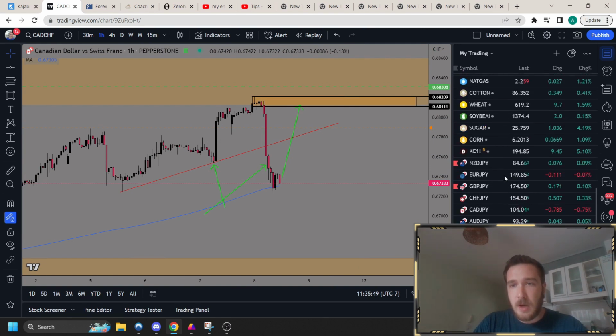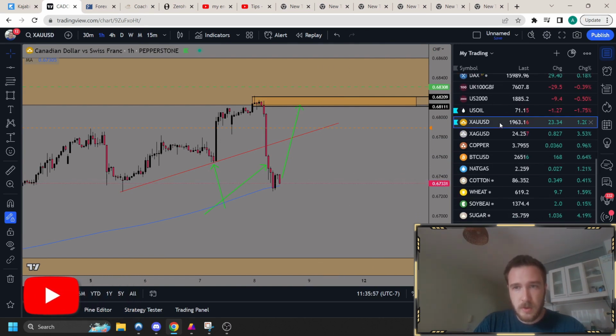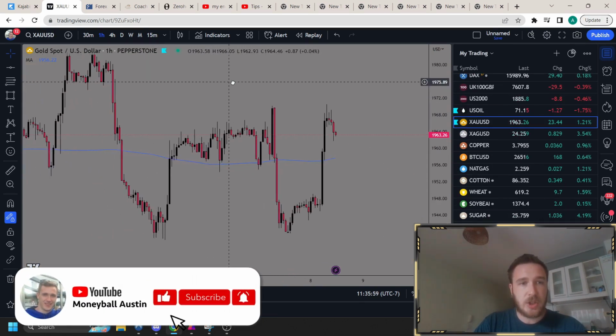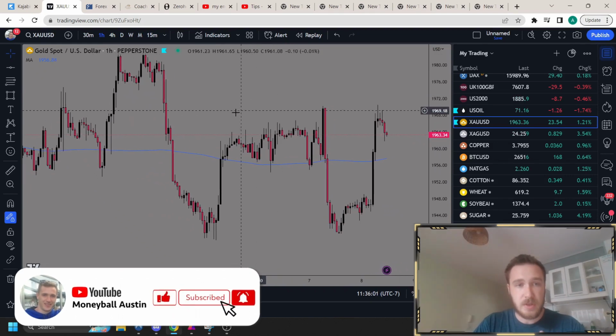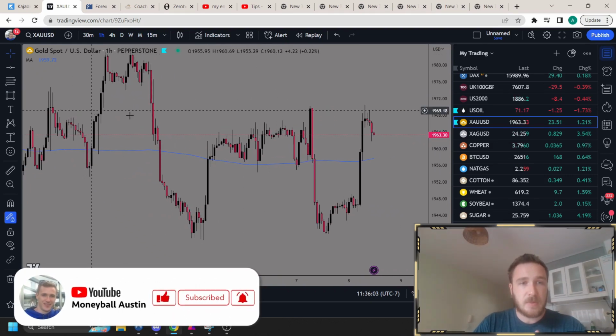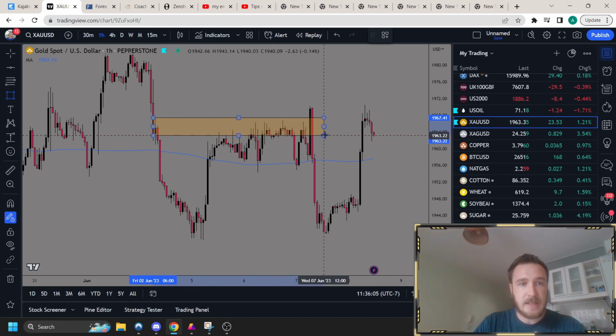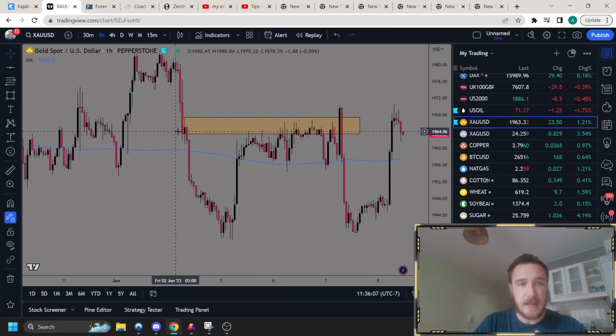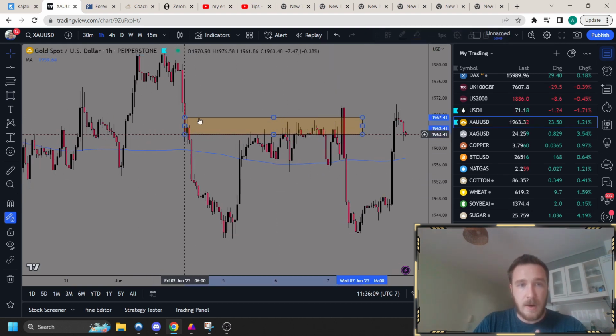Okay, so let's talk about gold. Gold was a short example from earlier this week, and this was the analysis. We had prices going back up into this area of supply on a higher time frame, which was in my case a 1 hour time frame for this time frame sequence. So I was using the 1 hour time frame. Prices were coming back up into this area where a lot of sellers came in.